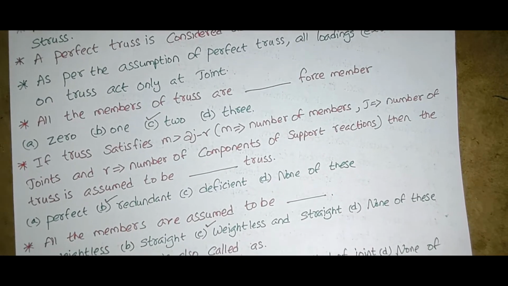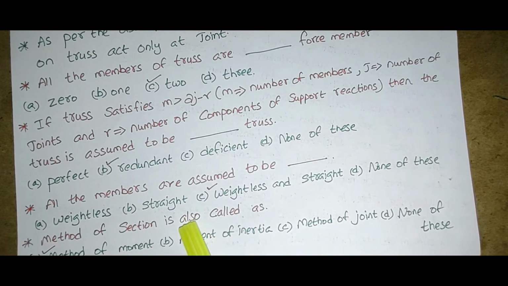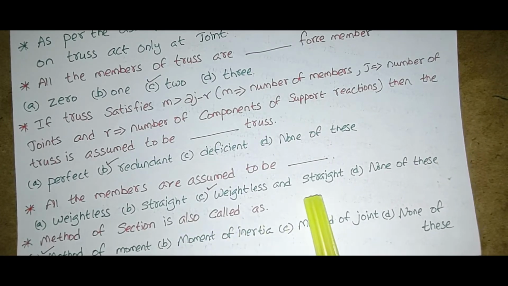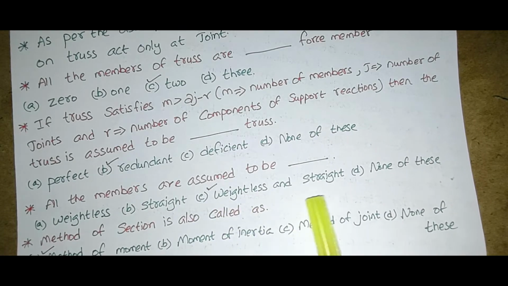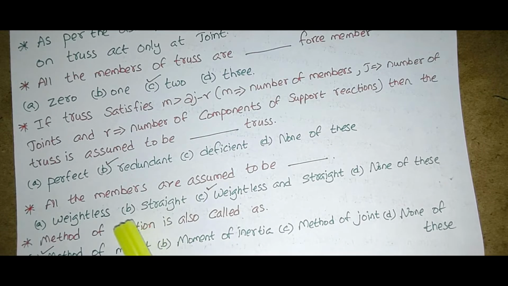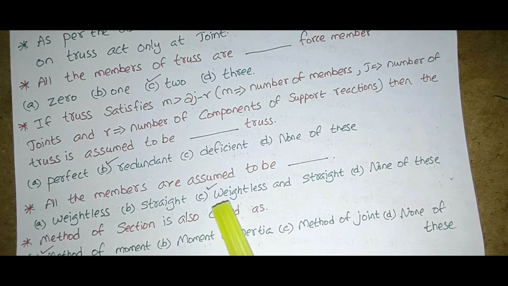All the members are assumed to be weightless, straight, weightless and straight, none of these. So all the members are assumed to be weightless and straight. If you see the options, these are called combination options. The first is a single related option, the second is also a single related option, but here we get a dual type of related option, that is weightless and straight. So we have to be alert in selecting these types of options in our examination.